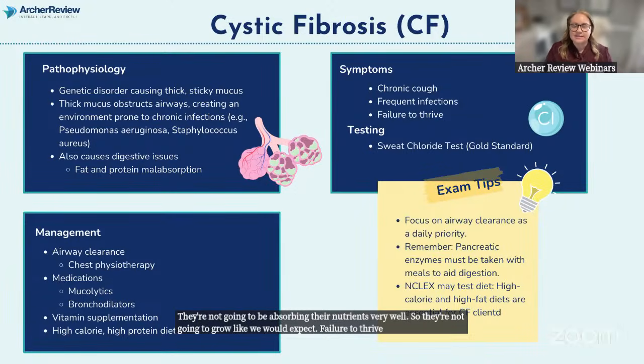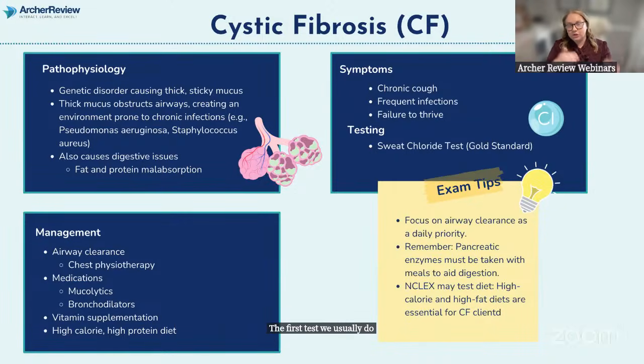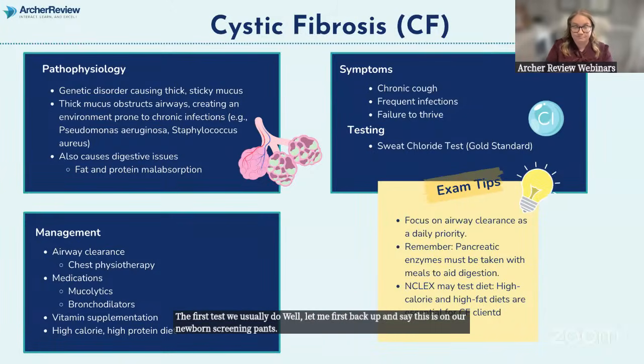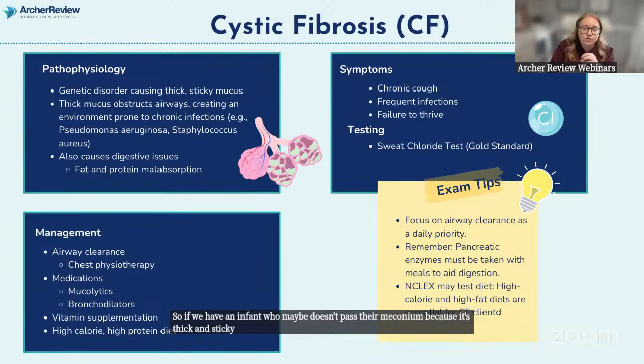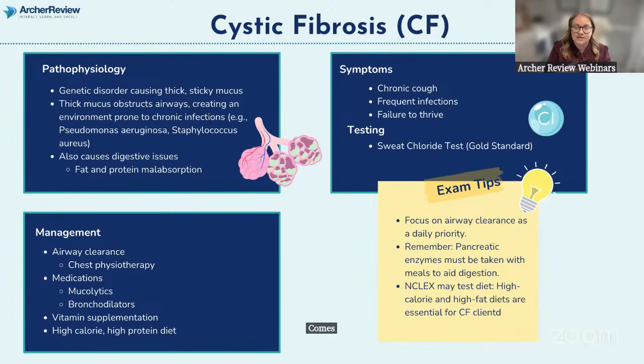When we start to see these symptoms, the first test we usually do, well, let me first back up and say this is on our newborn screening panels. So if we have an infant who maybe doesn't pass their meconium because it's thick and sticky, we send that newborn screening panel off, comes back, it can indicate cystic fibrosis. Then we need to do a confirmatory test, which is our sweat chloride test.